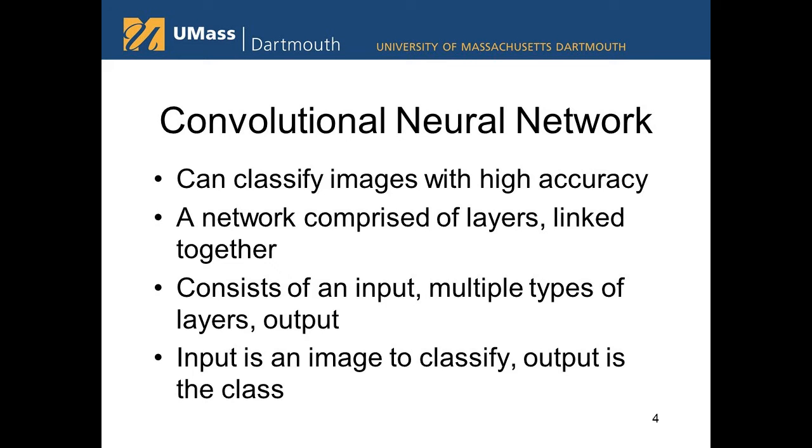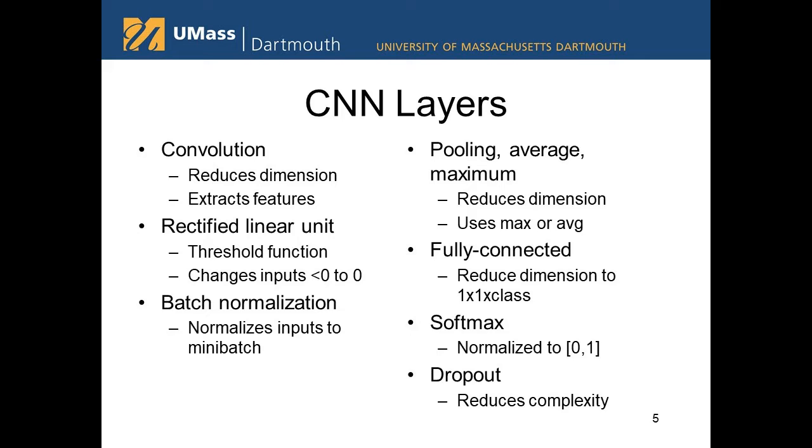For some necessary background information on CNN, they can classify images with high accuracy. It is a network comprised of layers that are linked together, in this case, serially. There's an input, multiple types of layers in between, and the output. The input is an image to classify, and the output is the class. For these different kinds of layers that are considered in this GACNN case, there's the convolution layer.